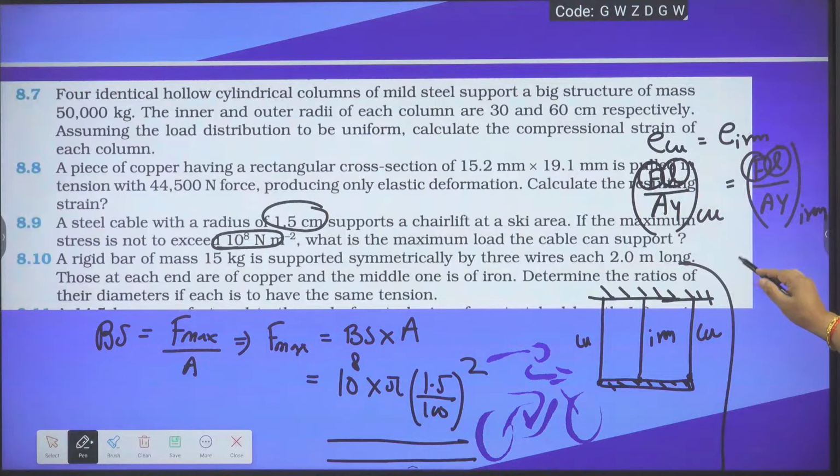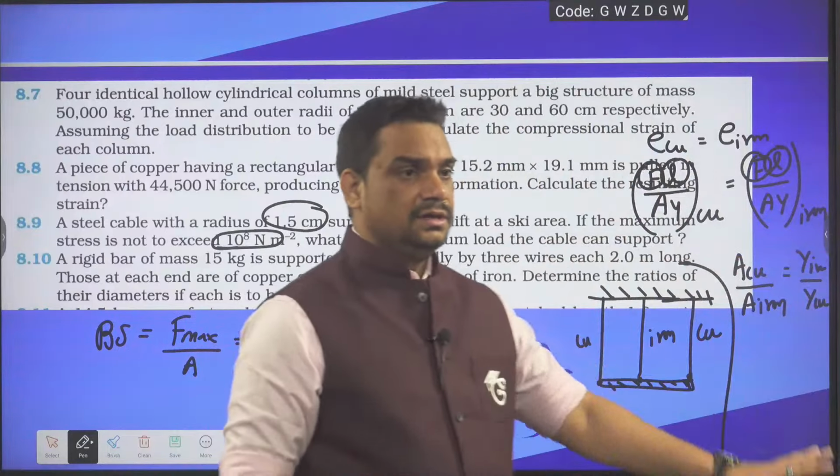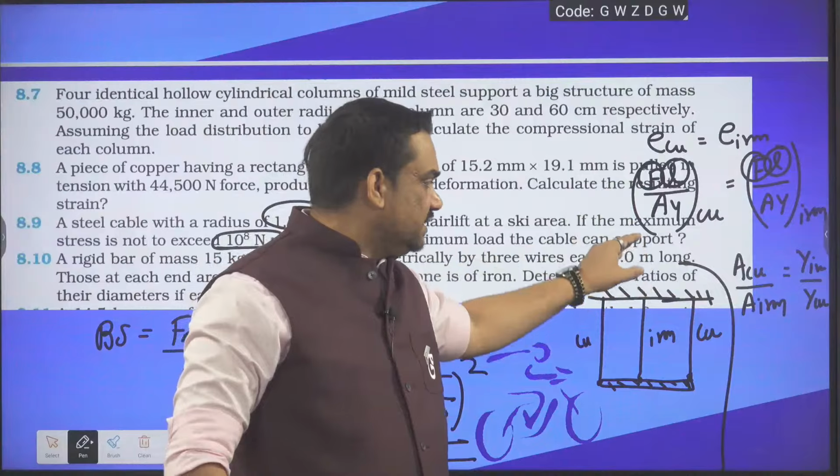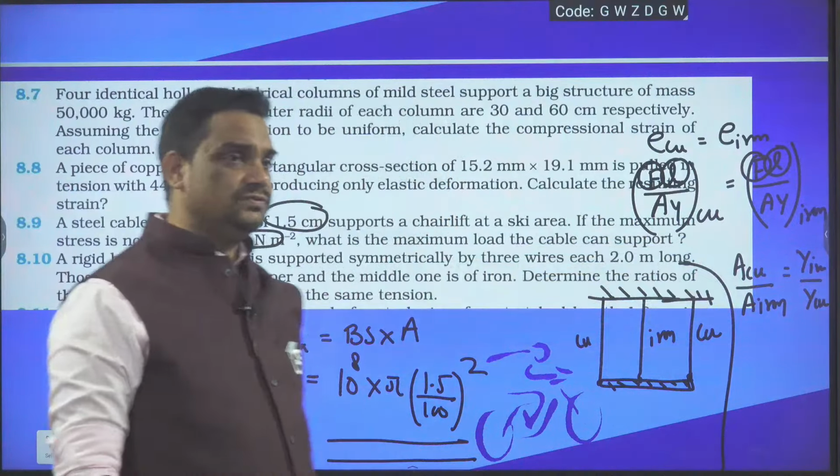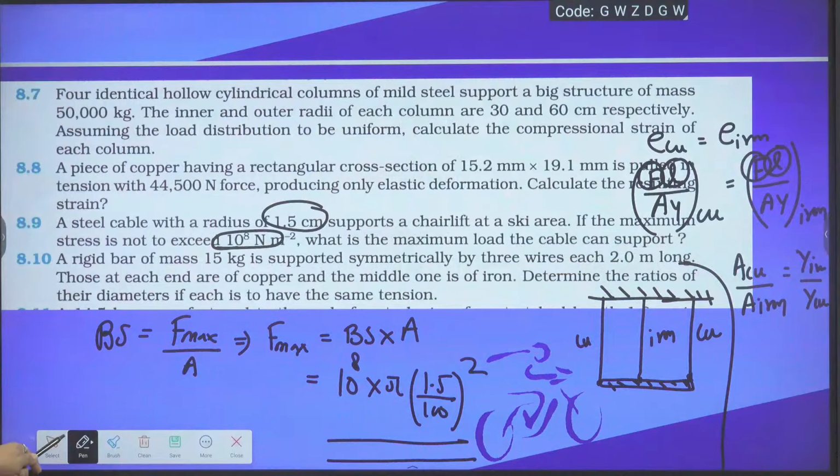So we can say, for the ratio of the diameter, area of copper by area of iron will be equal to Y of iron divided by Y of copper. Clear? In the example, it is given in terms of variables like this. Radius, so we can take the root. Can we solve? Okay.